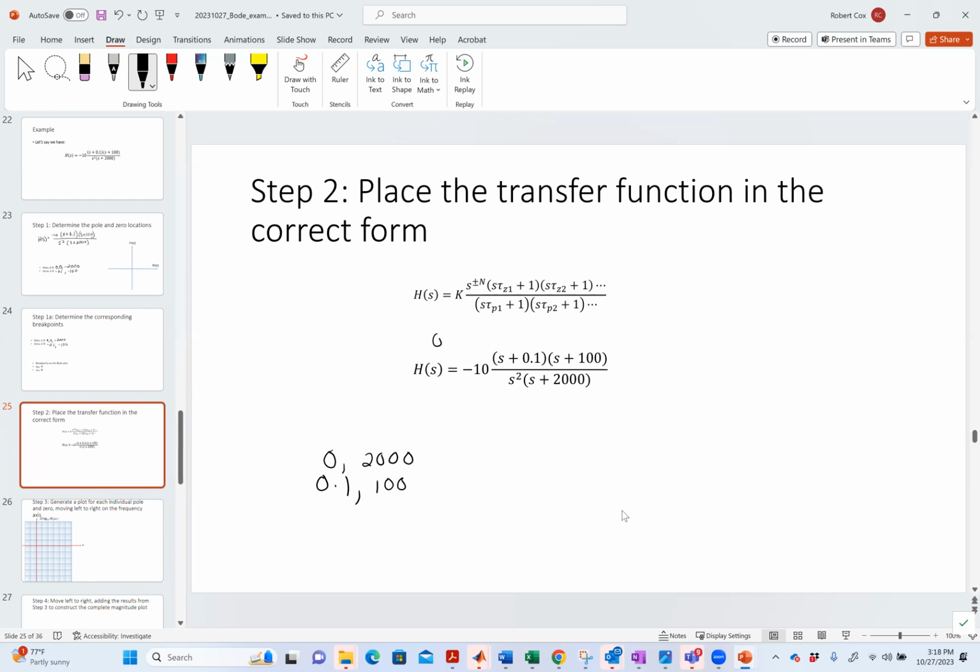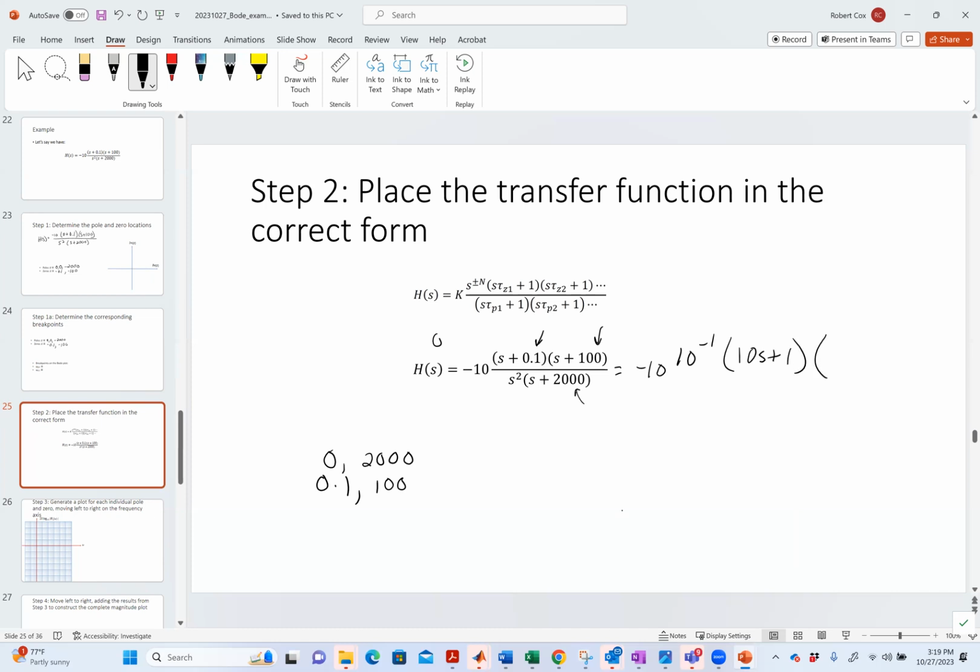How do I get that in my standard form? You multiply the first term by 10. Well, I don't multiply things by 10, but I know where you're going. I pull the 0.1 out of this first term, I pull the 100 out of this one, and I pull the 2000 out of here. If I pulled the 0.1 out, this would be -10 to the -1 times, what happens to the s plus 0.1? It'd be 10s plus 1.